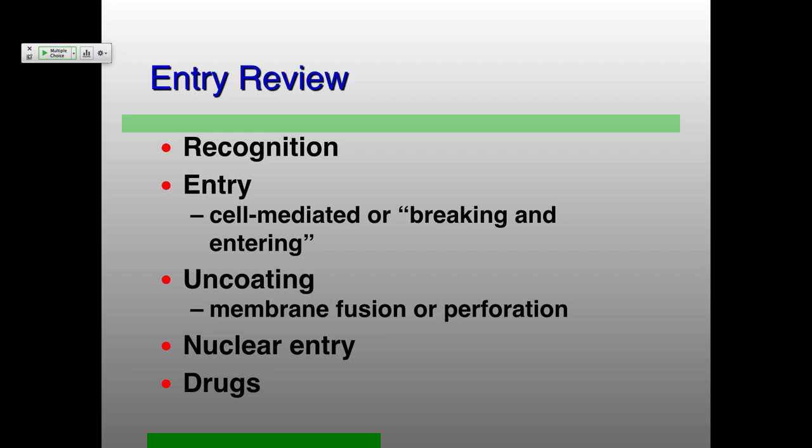And then we talked a little bit about the drugs, and again, the best ones are the ones that start at the very beginning. But there are certainly drugs that can address all of the different steps as you move along through the process. Any more questions about entry before we move on and talk about bacteriophage?